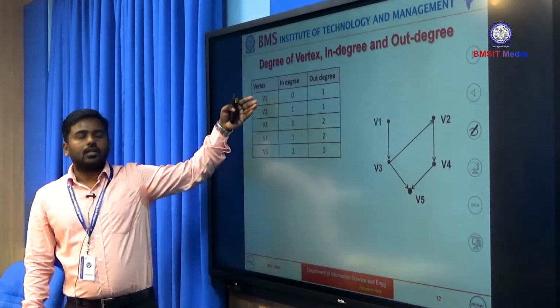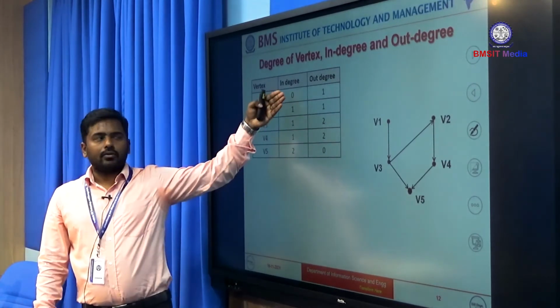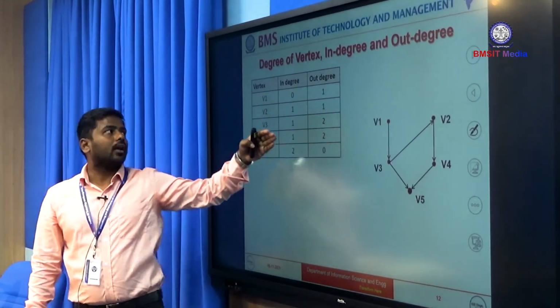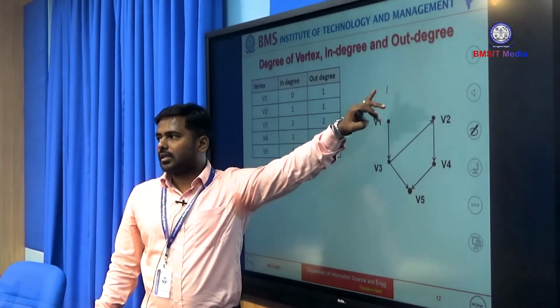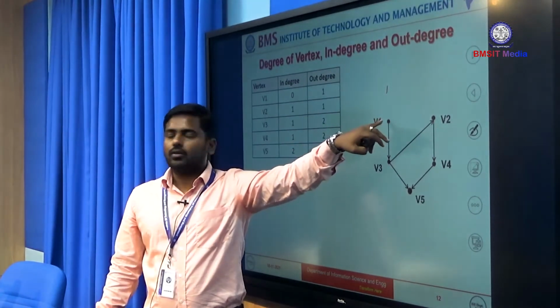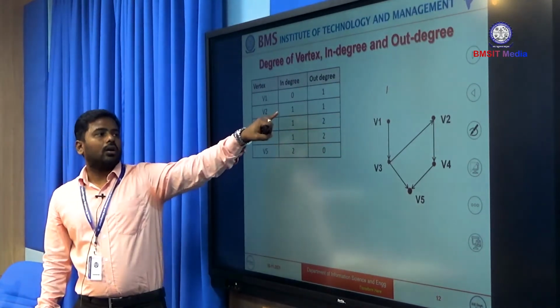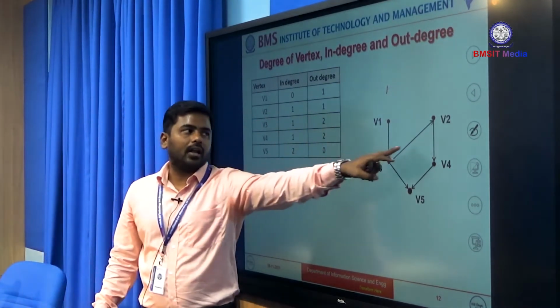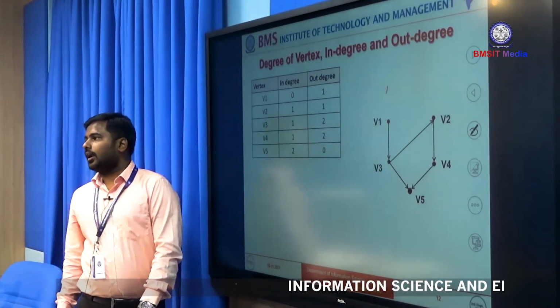So, we have a set of vertices V1, V2, V3, V4, V5, and we will calculate the in degree and out degree. The in degree of vertex V1 is 0, because there are no edges coming to the vertex V1. The in degree of V2 is 1, we have one edge here, similarly for the others. So, this is how we will calculate in degree and out degree.